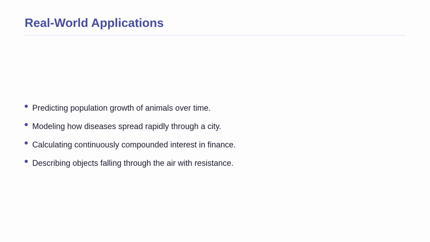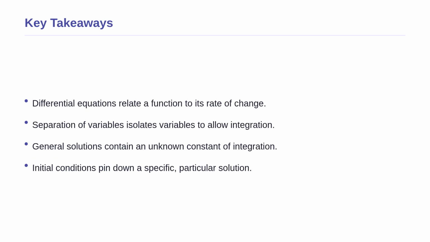In physics, they describe the motion of objects falling through the air with resistance, like a skydiver opening a parachute. Anytime the current amount of something directly affects how fast it is changing, this is the tool you must use. We have covered a lot of ground today. So let us review the most important ideas.